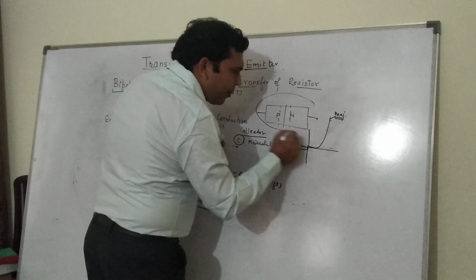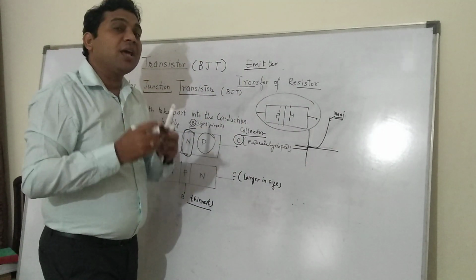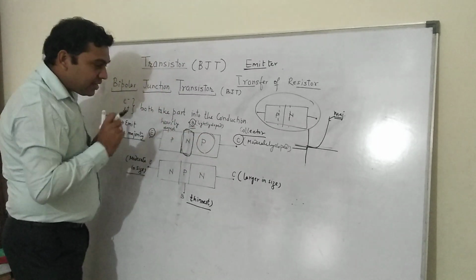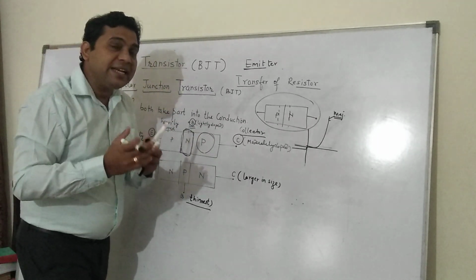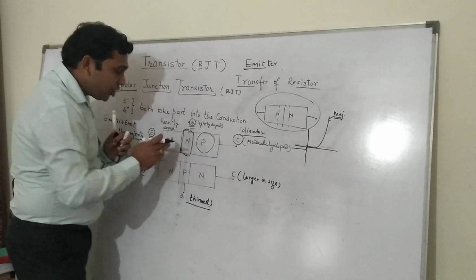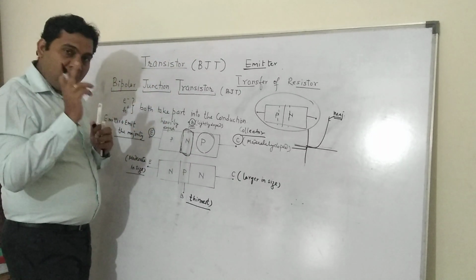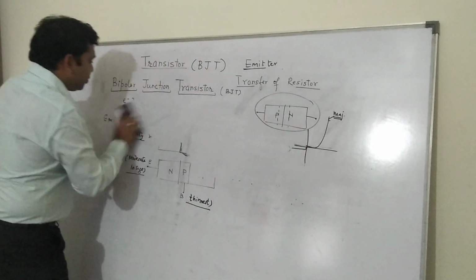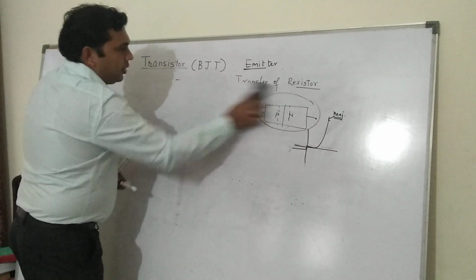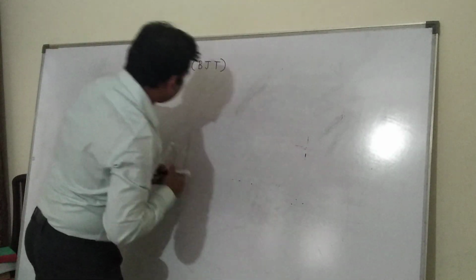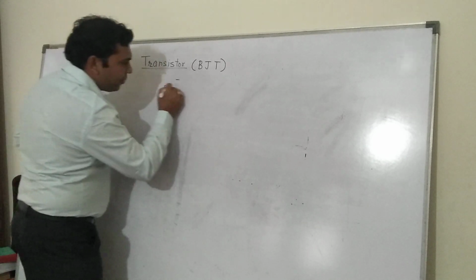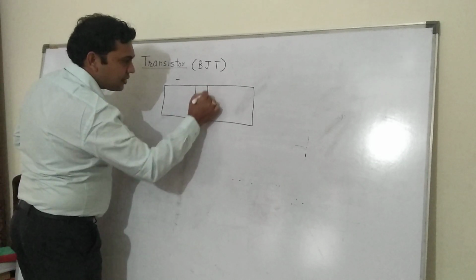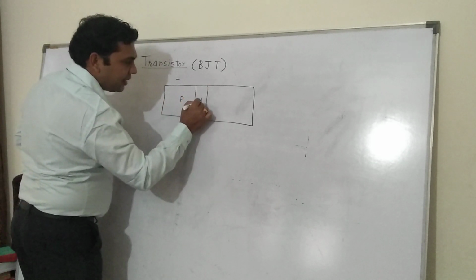So we know about PN junctions, but what about the transistor? In transistors, first let's understand, is there any junction in the transistors? Yes, there are two junctions in the transistors. Now let's name the two junctions. Let's say this is a PNP transistor. This is P, this is N, and this is P.